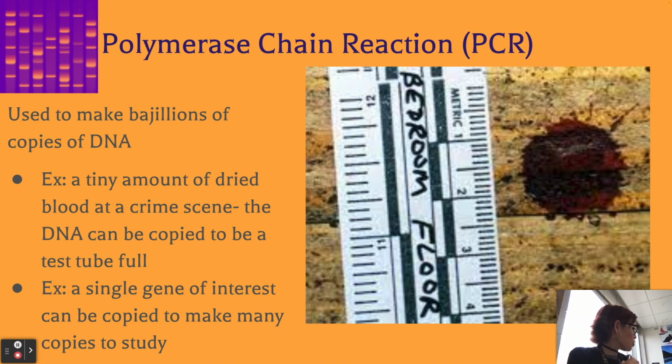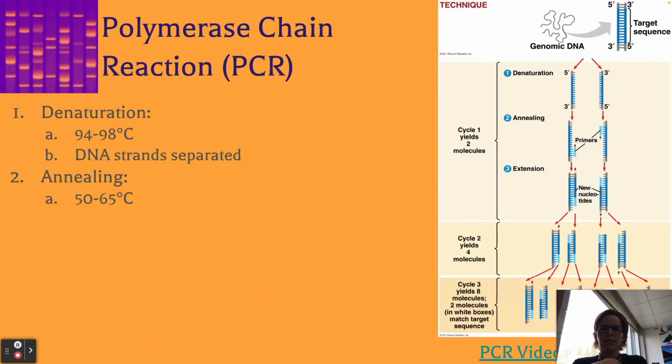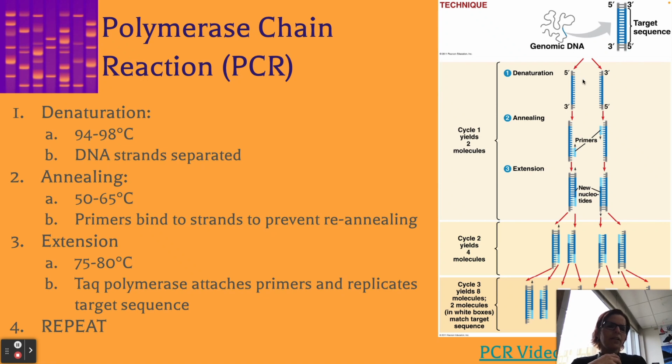Okay, super good question. PCR, remember there's a tiny amount of DNA in this drop. PCR copies the DNA, and here's how it copies it. So we denature it by adding a lot of heat. The DNA comes apart. Then we add these primers that keep it from coming back together again. And then we add a special type of polymerase that copies the DNA.